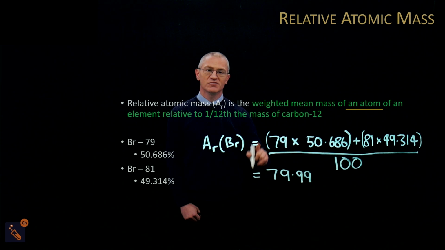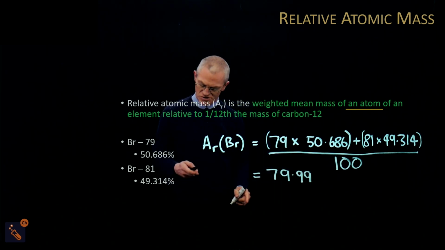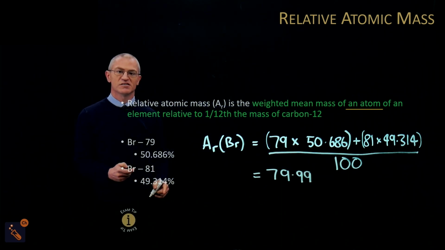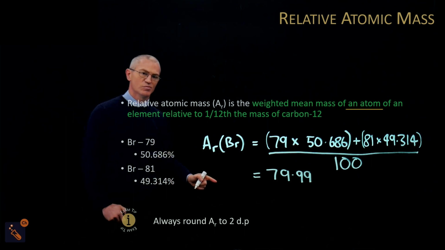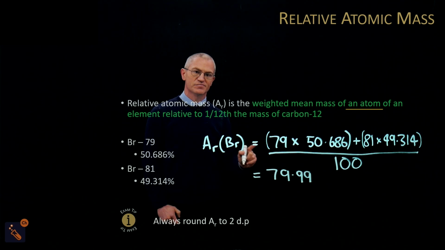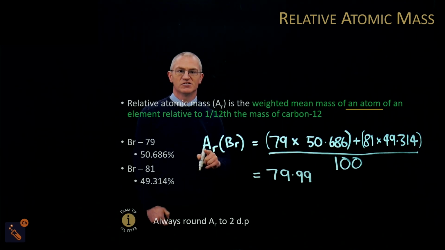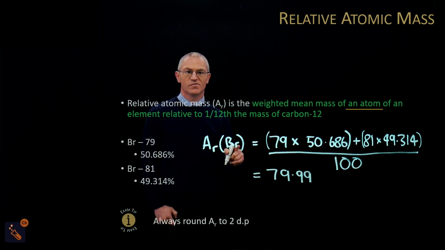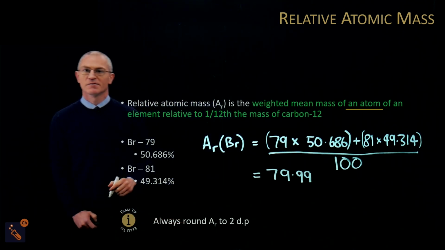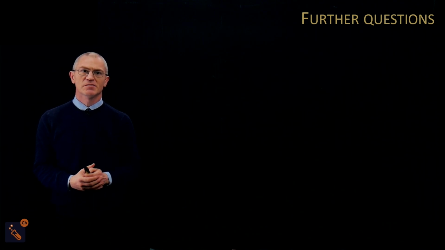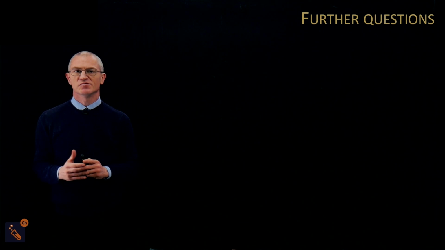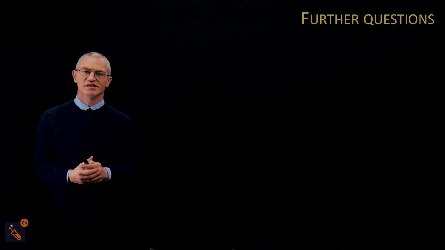79.99. Notice that I have rounded it to 2 decimal places. So that's our exam tip for this one. Always round the Ar to 2 decimal places. So this is your relative atomic mass of Br. So we are going to practice a further question that is mainly done in the second year of A levels. So the 2 types of questions, the one you've done before, which is just calculating the atomic mass, more likely in AS.